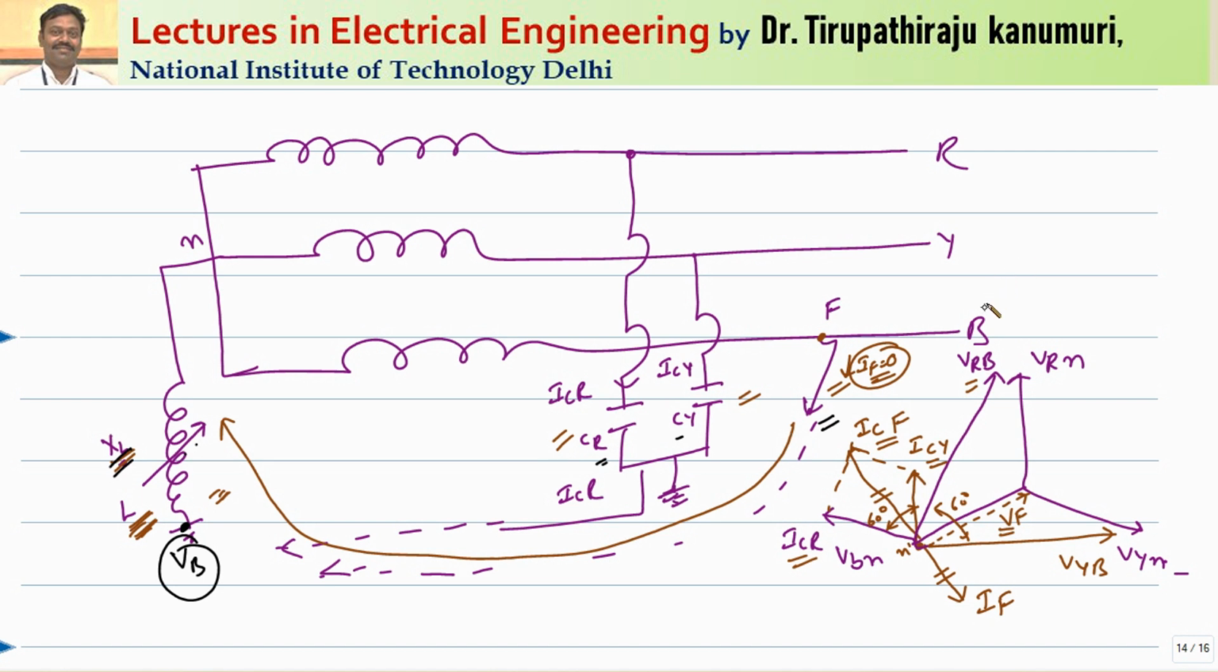Only disadvantage is the healthy phase voltage will increase to your line voltage, whereas even if the ground fault happens, the fault current is negligibly small or very less, so your circuit can continue to operate under normal operating conditions only.